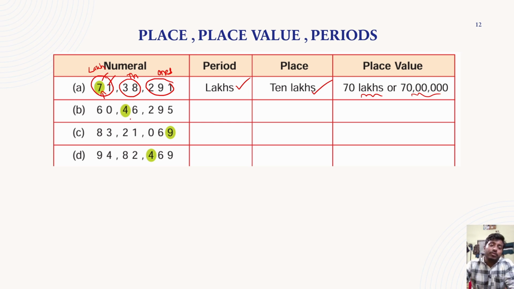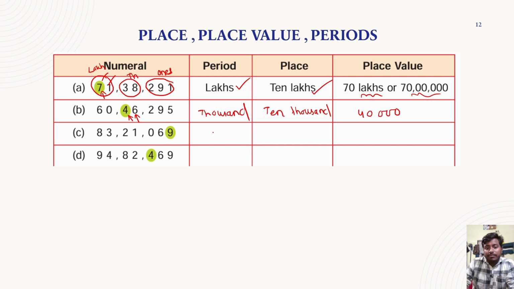Similarly, tell me what is the period of the 4? This is the second period, which is called the thousand. So write down thousand period. And the place is in the thousand period, where two places are there, one is thousand and the other is 10,000. So the place is 10,000. Then the place value is 40,000. Okay, next.